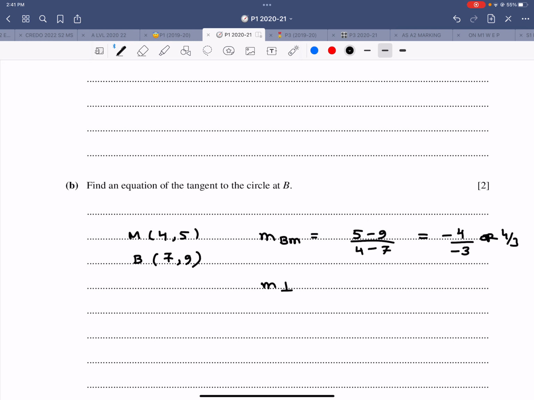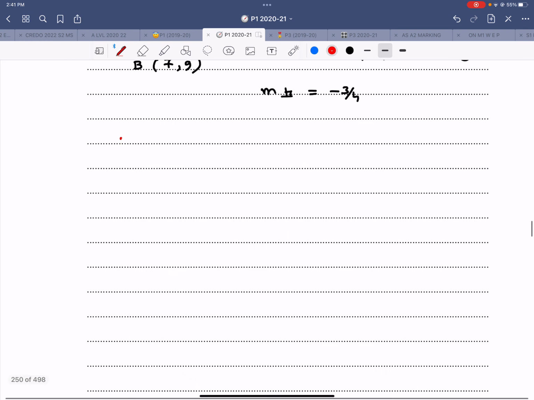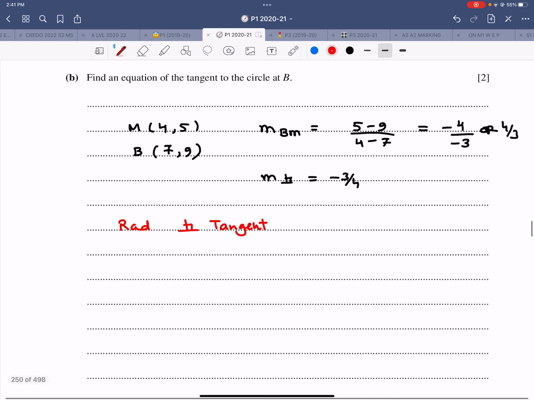Gradient of the perpendicular would be negative 3/4. Which property is used? Radius is perpendicular to tangent at the point of contact. So the tangent will be at B. So y minus y1 is equal to m times x minus x1. What is the gradient? Gradient is negative 3/4. What is the coordinate of B? 7, 9. 7 goes over here, 9 goes over here. That is the equation.